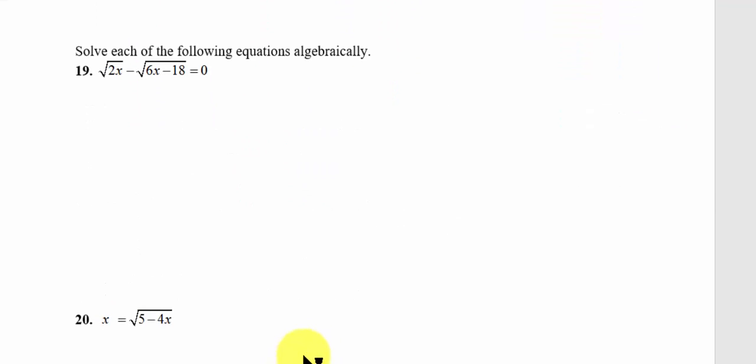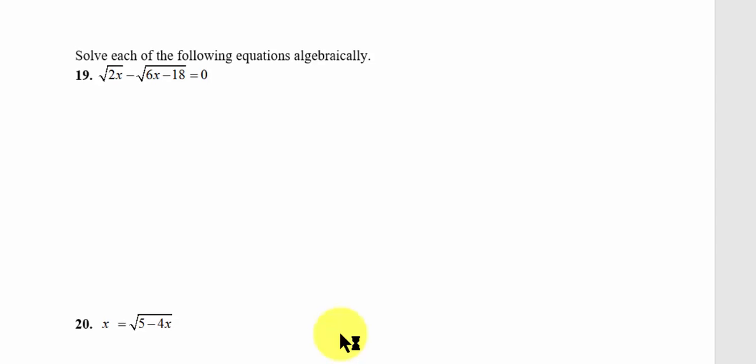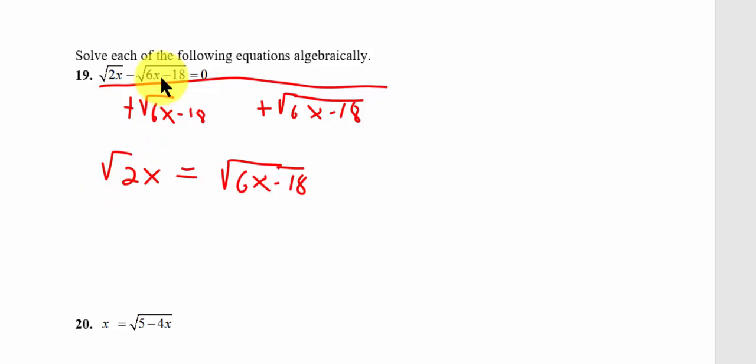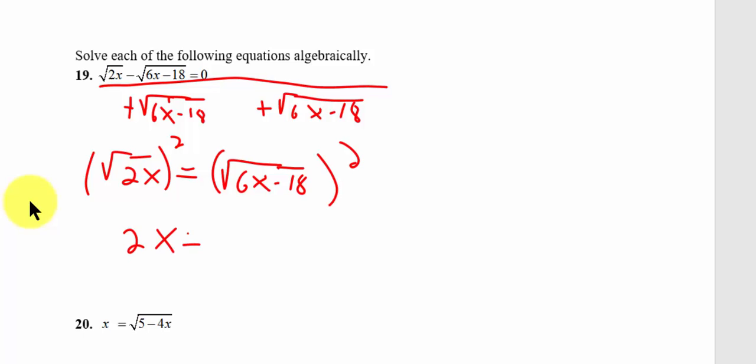If we look at practice problem 19, my first step will be to add the square root of 6x minus 18 to both sides. So we're left with the square root of 2x equals the square root of 6x minus 18. If we square both sides now, you're left with 2x equals 6x minus 18.